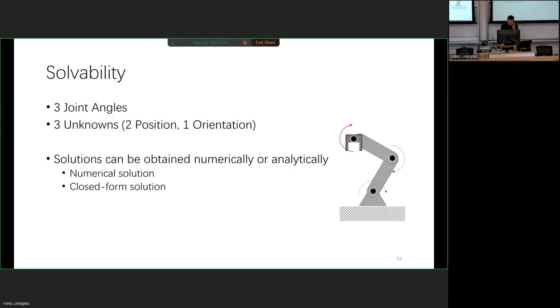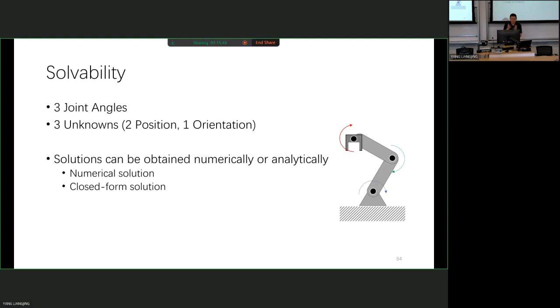Okay, and a bit about solvability. For a serial manipulator, forward kinematics is guaranteed. You can always have an analytical form of forward kinematics. That means if I tell you Q1, Q2, all the way to Qn, you can definitely tell me the position and orientation of my hand. Okay, but the other way around is not true.